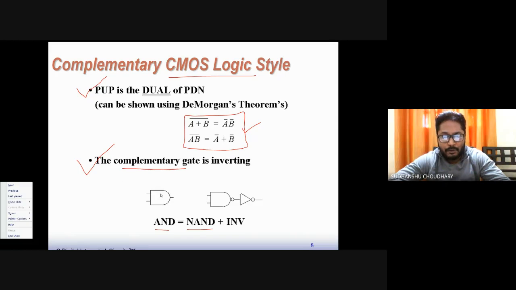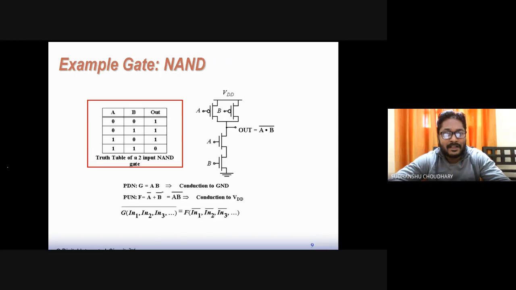So if I want to implement an AND gate, I'll have to implement a NAND gate first and then invert the output of the NAND gate. Then only I can arrive at the AND gate. Similarly, if an OR gate has to be implemented, one has to first implement a NOR gate and then invert the output of the NOR gate to achieve OR gate functionality. So this is an example of a NAND gate being explained here using two NMOS and two PMOS transistors.